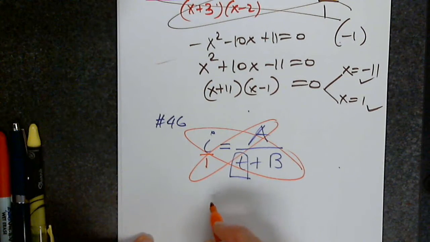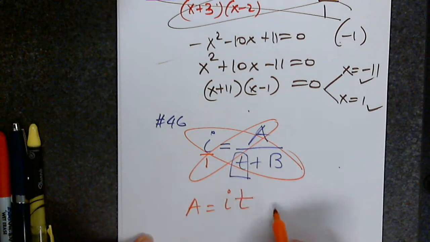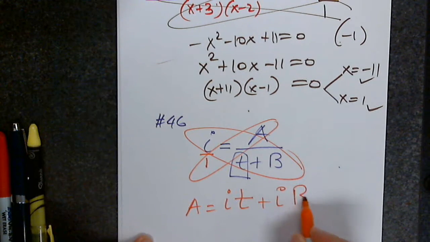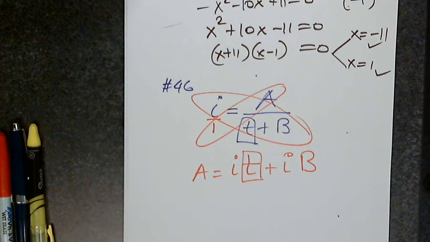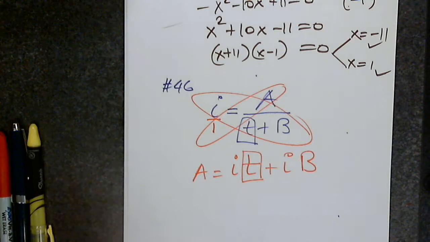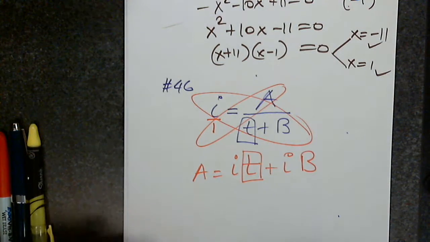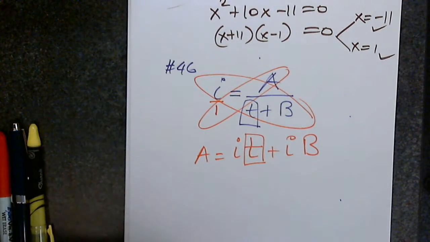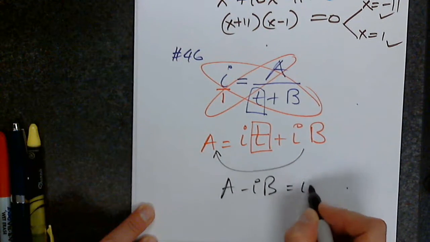So tell me what to write. A equals IT plus IB. Good. I'm solving for t. What should I do next? Divide by I. Not yet. That will be the very last step. Division is at the very end. What do I have to do first? You gotta get minus IB. Right, I have to take this to the other side. A minus IB equals IT.